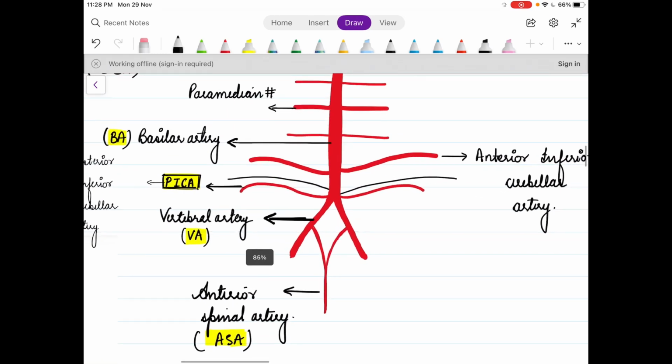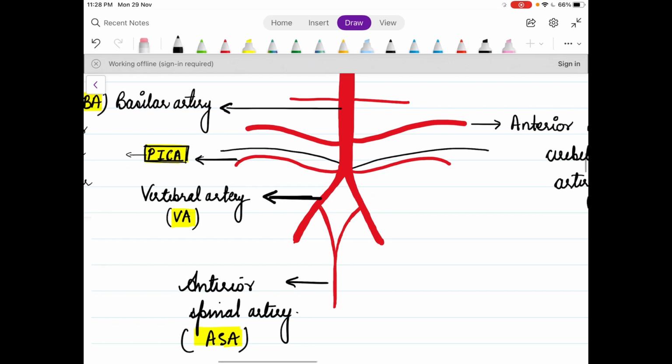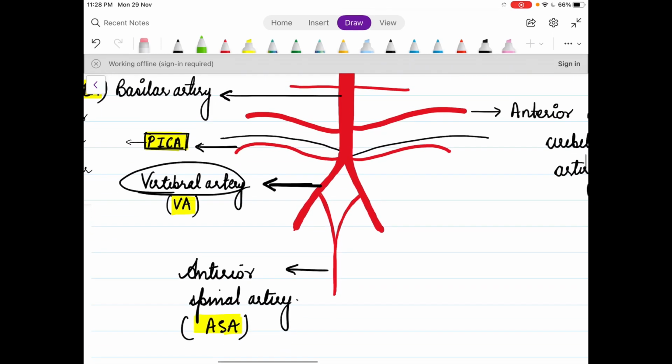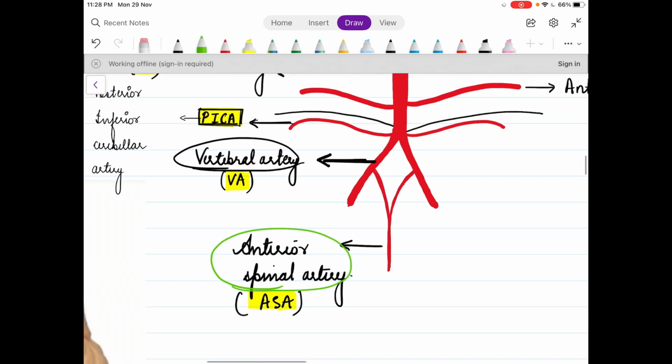Now we'll talk about the blood supply of the brain in detail. Here first we are concerned about the posterior circulation, which arises when the two vertebral arteries of the left and the right side fuse to form a basilar artery. But one thing to notice is that the two vertebral arteries give rise to two branches which fuse together to form the anterior spinal artery and descend downwards to supply the anterior two-thirds of the spinal cord and an anterior part of the medulla.